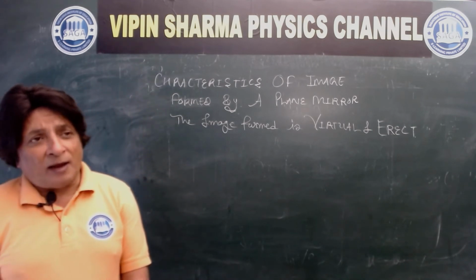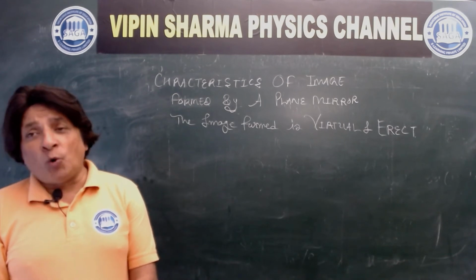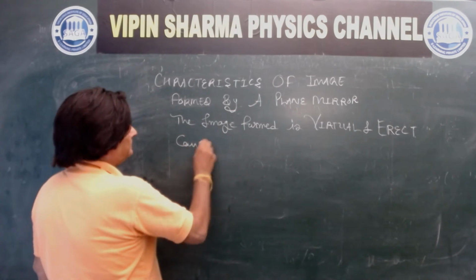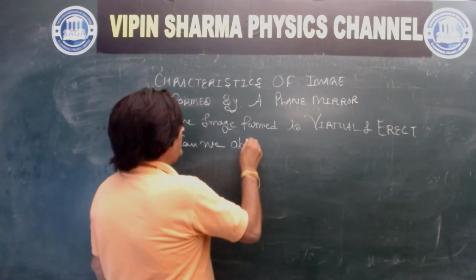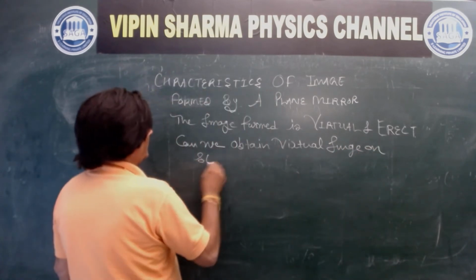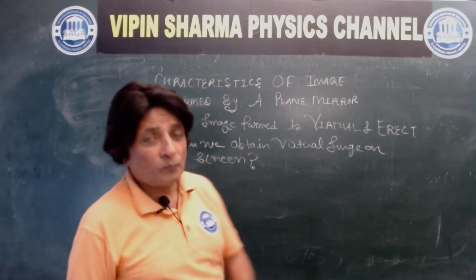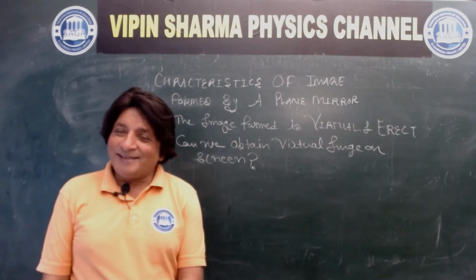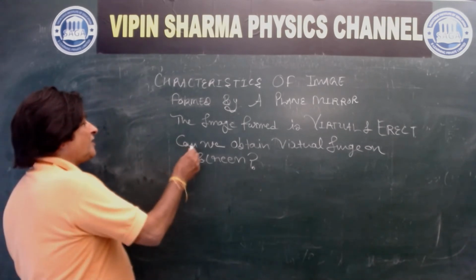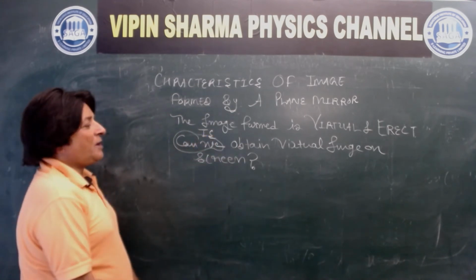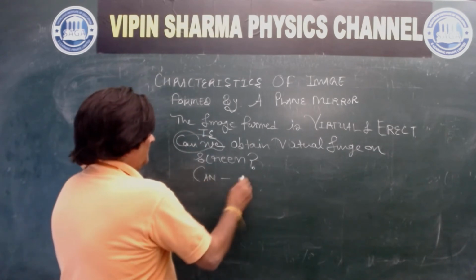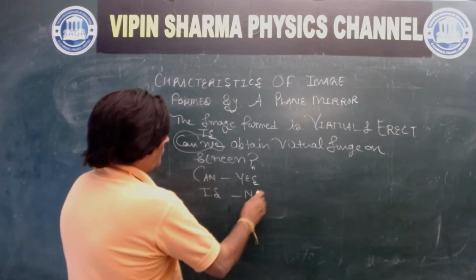अब इसमें एक लॉजिक है, क्या हम वर्चुअल इमेज को भी स्क्रीन पे ऑब्टेन कर सकते हैं? Can we obtain virtual image on screen? अब मेरा आंसर इसमें क्या रहेगा? यस। If I change it, instead of "can we", "is virtual image obtained on screen?", मेरा आंसर रहेगा नो। Can, yes; is, no.